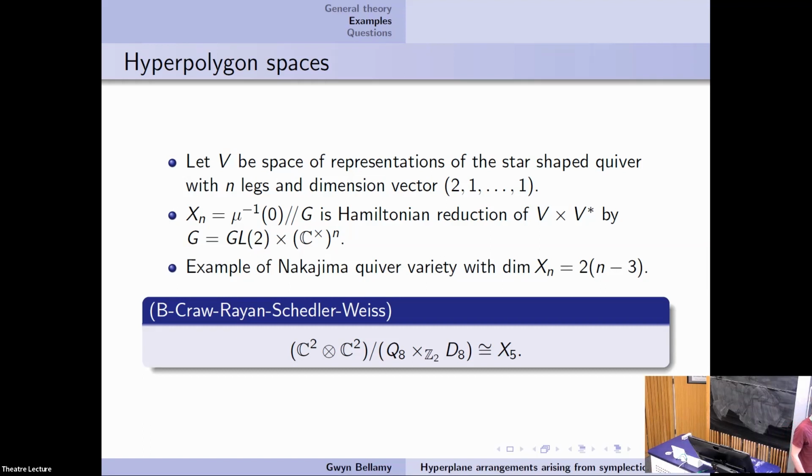you get this. We were interested because Ryan made what seemed like a slightly crazy conjecture, but it turns out this quotient singularity that Klaus and I studied many years ago can actually be realized as the first non-trivial hyperpolygon space. So we became interested in it because of that.